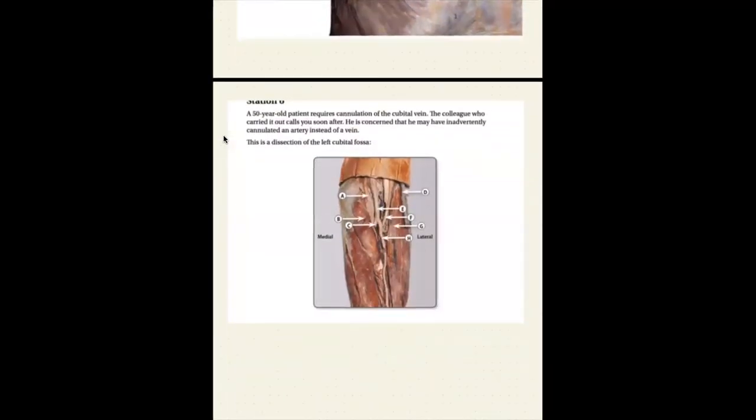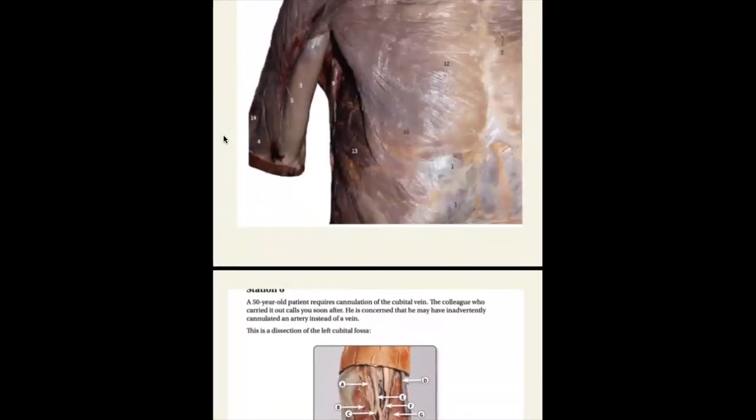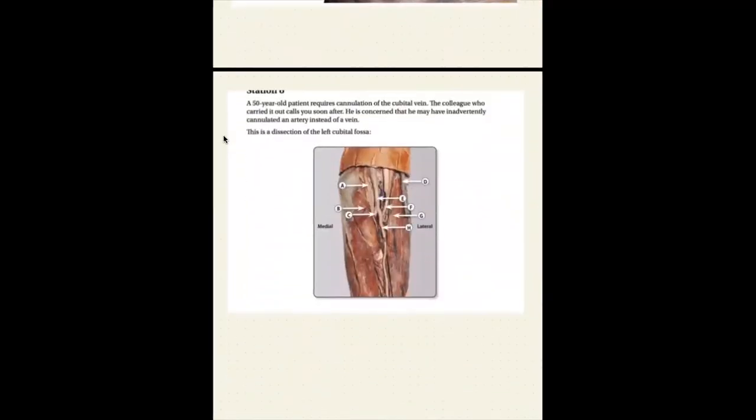So I think we have covered almost all the questions from the shoulder. Now come to this portion. You have 1 minute to read out the question. Please continue. A 50-year-old patient requires cannulation of the cubital vein. The colleague who carried it out calls you soon after. He's concerned that he may have inadvertently cannulated an artery instead of a vein. This is a dissection of the left cubital fossa.